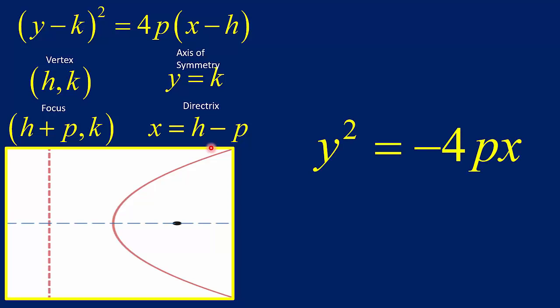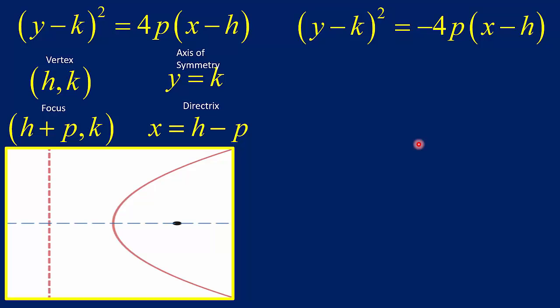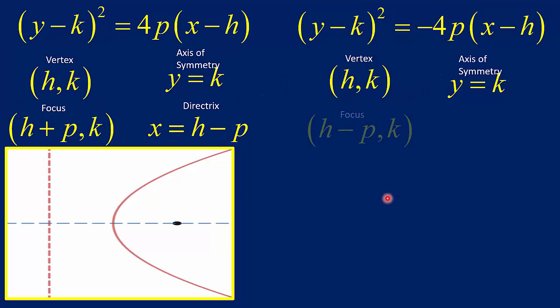Now, what happens if we have a parabola with a negative in the expression, like this one? Well, then we have a parabola opening to the left. And we want to see, how do we deal with shifts when we have this going on? Well, the vertex, the same as always, (h, k). Then we've got the axis of symmetry, which is y equals k, just like before. Nothing's changed here.